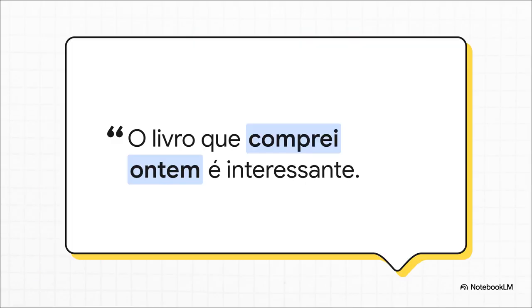Think about this sentence. The core idea is super simple, right? The book is interesting. But that's kind of vague. Which book are we talking about? The clause, que comprei ontem, that I bought yesterday, zooms right in and tells us exactly which one. It's a descriptor, working just like an adjective.